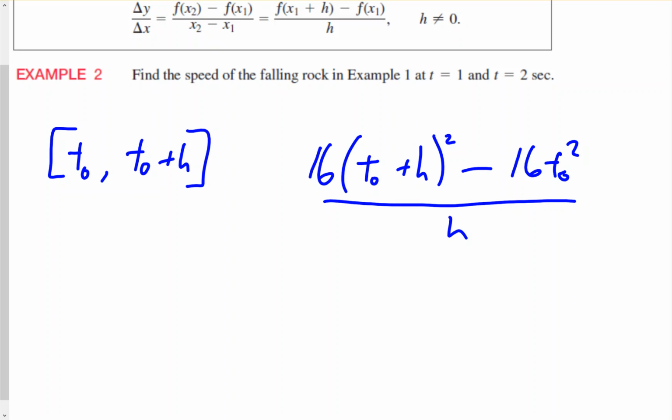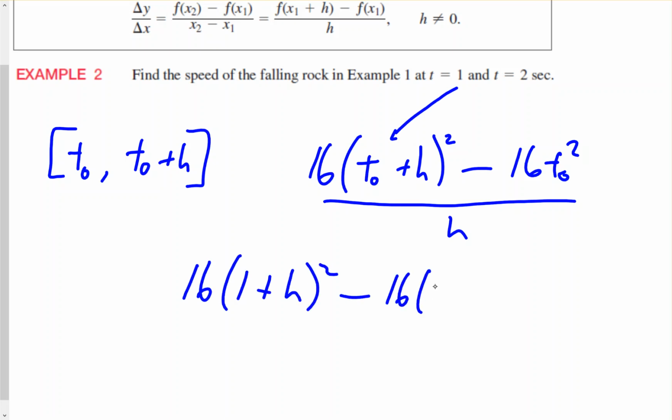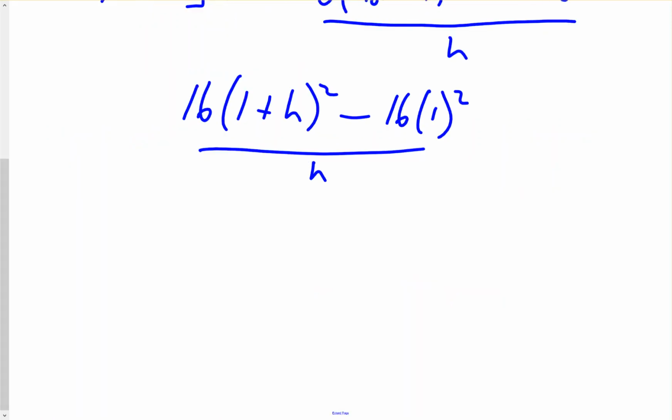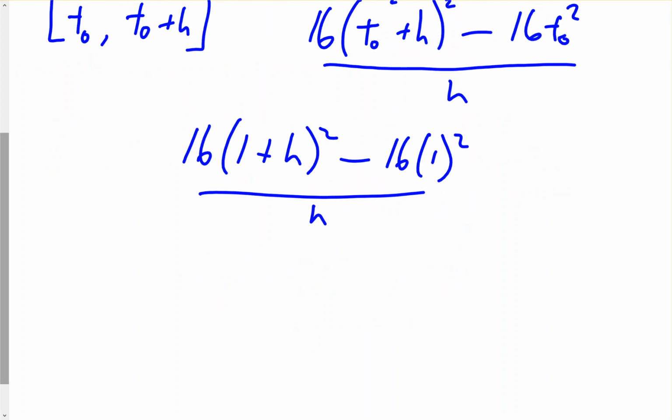For our purposes, because we're going to do t equals 1, we would do 1 here for our t0. So we would do 16 times (1 plus h) squared minus 16 times 1 squared, over h. Now what we do with the 1 plus h, we're going to have to expand on that. So remember, we have to do 1 plus h times 1 plus h.